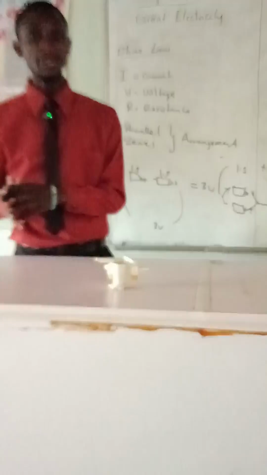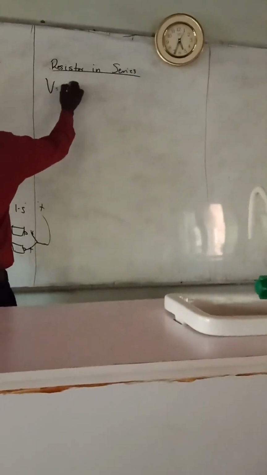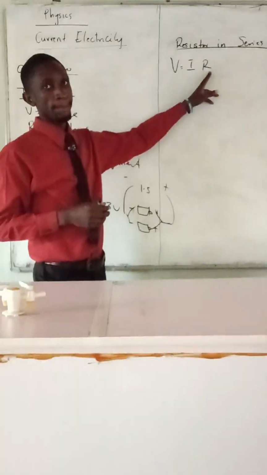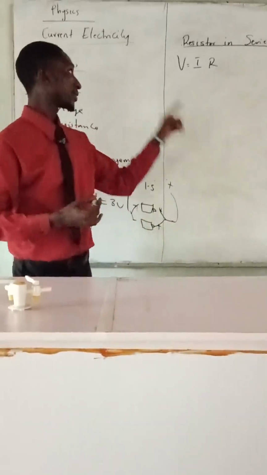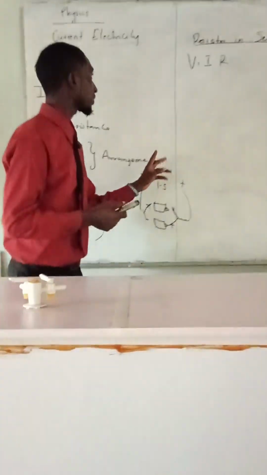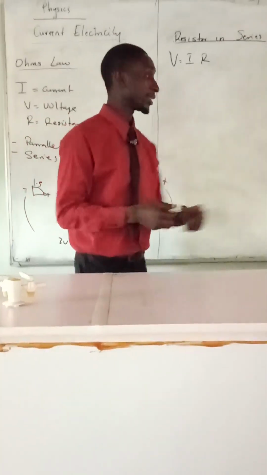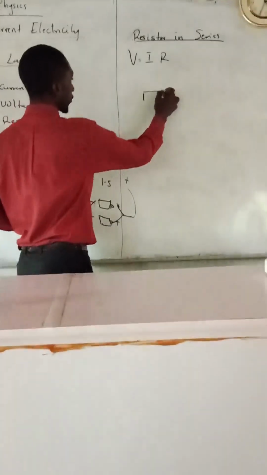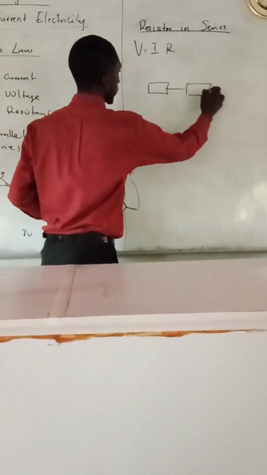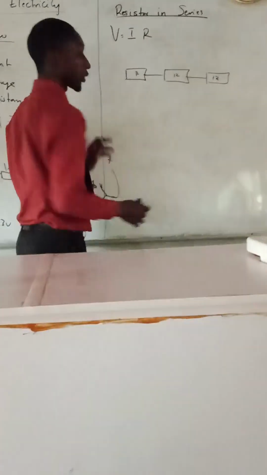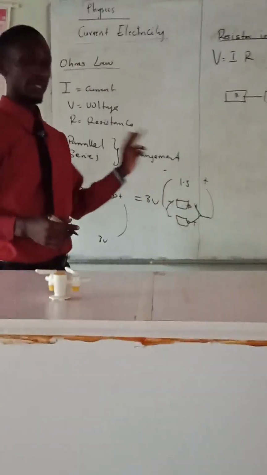Now, when we connect resistors in series, we are going to see it from the equation. Ohm's law is V is equal to IR. Every resistor takes voltage and takes current. When they are arranged in series, this is what we call a series arrangement, just like I explained here. You have one resistor here, you have another one, you have another one. This is R. So this is what we call resistors in series.